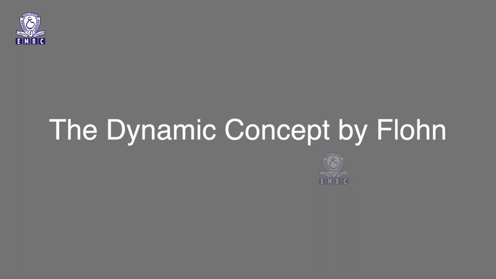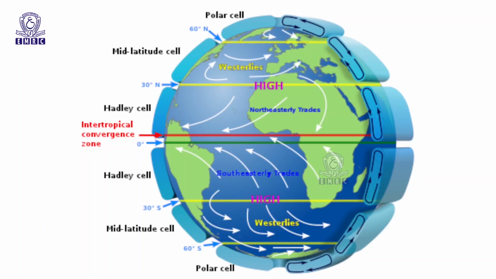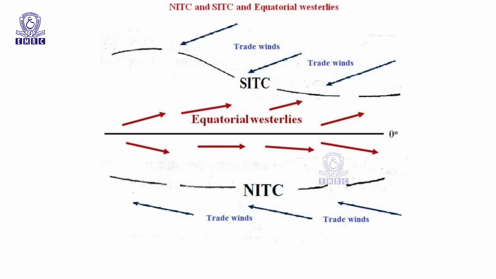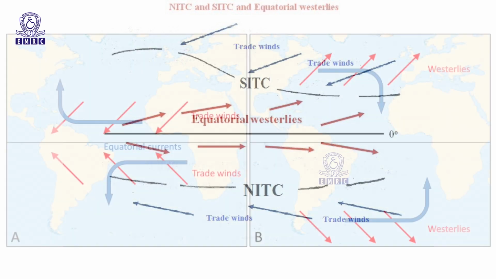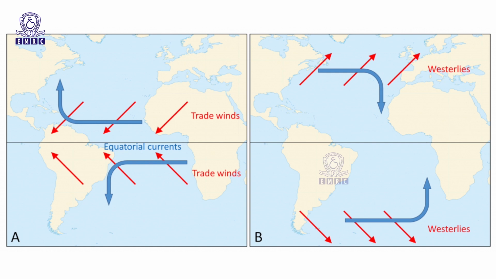The next concept of the origin of monsoons is the dynamic concept by Flohn. The dynamic concept about the origin of monsoon was put forward by Flohn in 1951. According to this concept, monsoon is the result of seasonal migration of planetary winds and pressure belts. The intertropical convergence zone is formed due to the convergence of northeast and southeast trade winds near the equator. The northern and the southern boundaries of the ITCZ are called the northern intertropical convergence and southern intertropical convergence respectively. There is a belt of doldrums within the intertropical convergence zone characterized by equatorial westerlies.